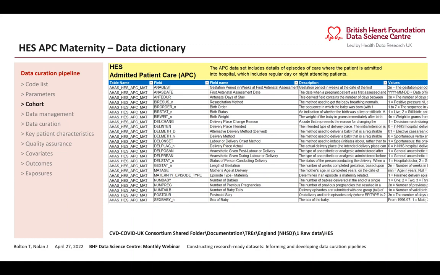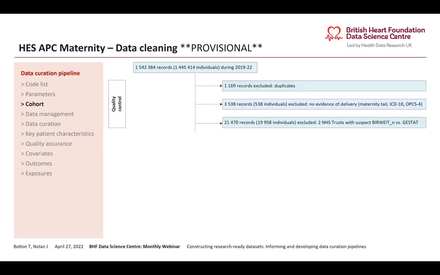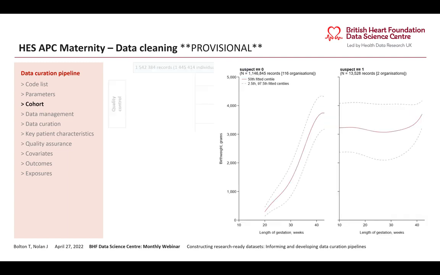So in terms of how we've used this data to arrive at our cohorts, we began with 1.5 million records, 1.4 million individuals from financial years 2019 to 22. And we began by performing a basic quality control, so removing a small number of duplicates, null records, and data for 2 NHS trusts where the relationship between length of gestation and birth weight appeared suspect. So it did not conform to the usual relationship that we see on the left here.